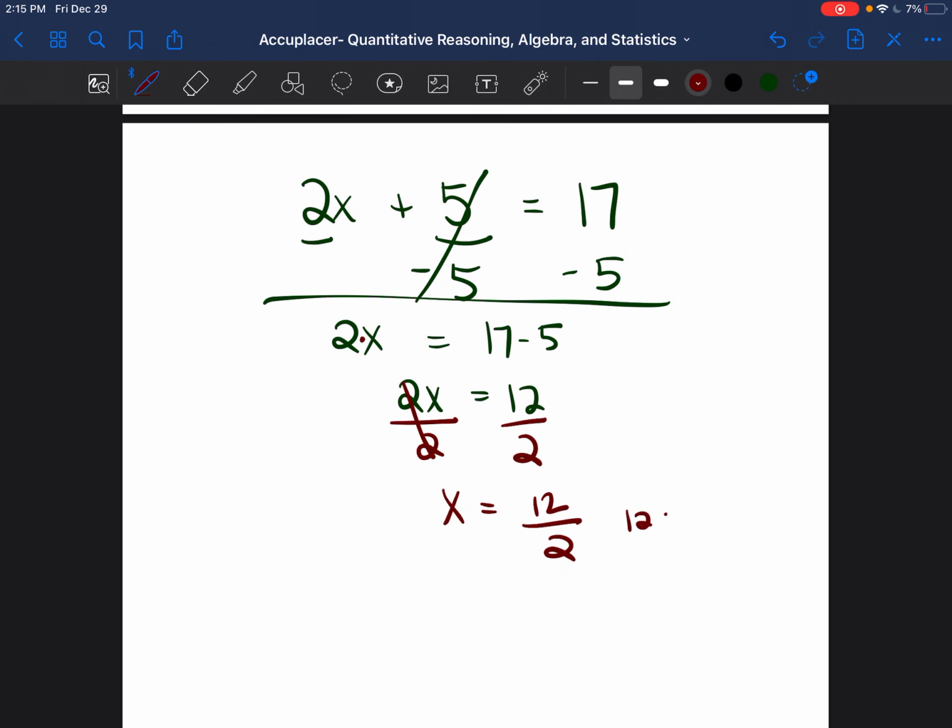We know that 12 over 2 is the same as saying 12 divided by 2. And so 12 divided by 2 is 6. So x is equal to 6.